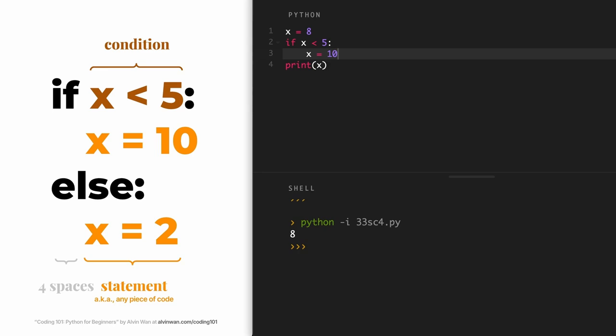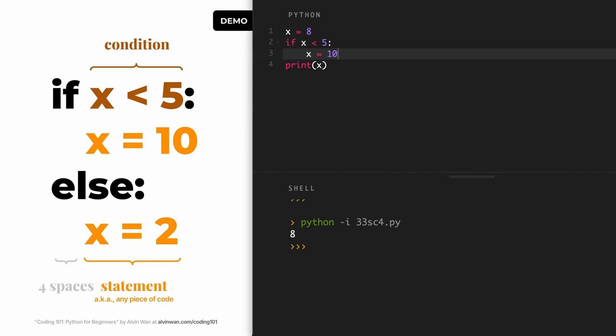Now you may hear the term block when coders describe parts of this if-else statement. We call the first 2 lines the if block, and we call the last 2 lines the else block. For example, say x was previously 8. Since x is not less than 5, the brown condition is false. As a result, we say the else block executes. The else block then reassigns the variable x to 2. So in summary, if x was previously 8, x will be 2 after this if-else statement executes.